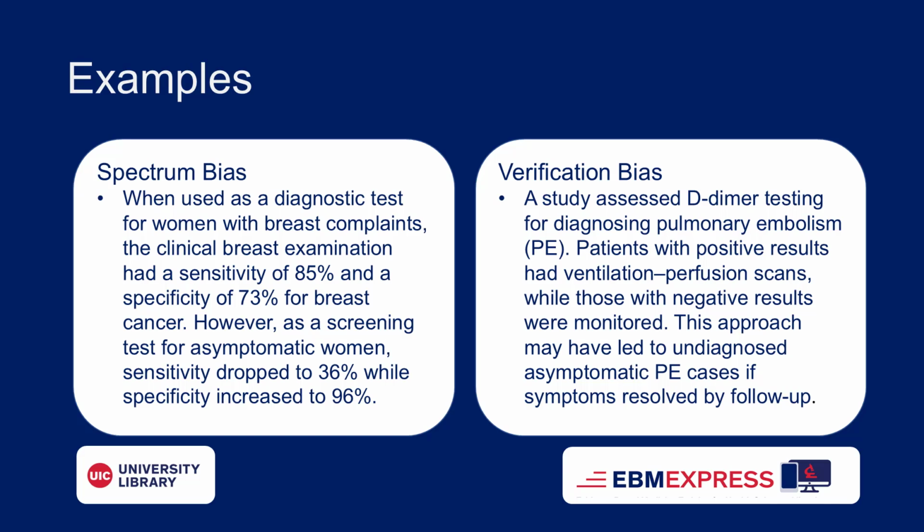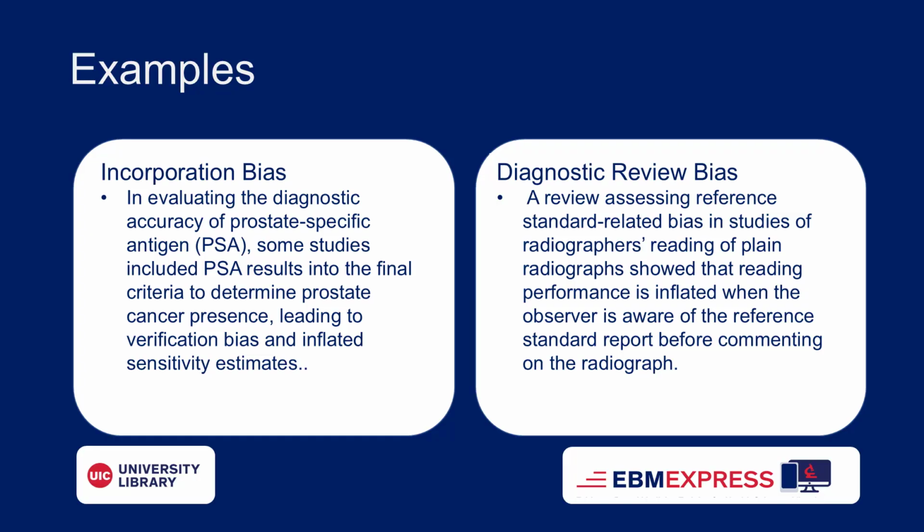resolved by follow-up. An example of incorporation bias is when some studies evaluating prostate-specific antigen used PSA results to determine prostate cancer presence, resulting in verification bias and inflated sensitivity estimates. PSA levels should have been excluded from the criteria to confirm the disease.